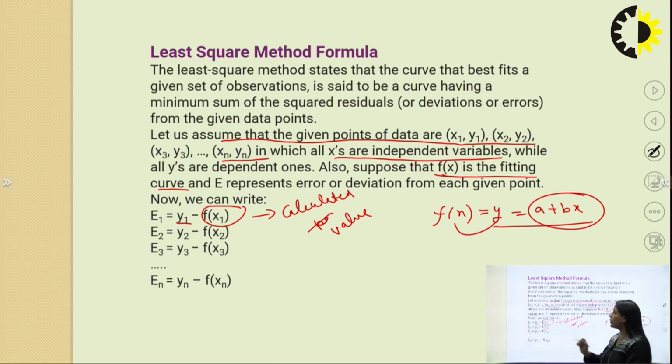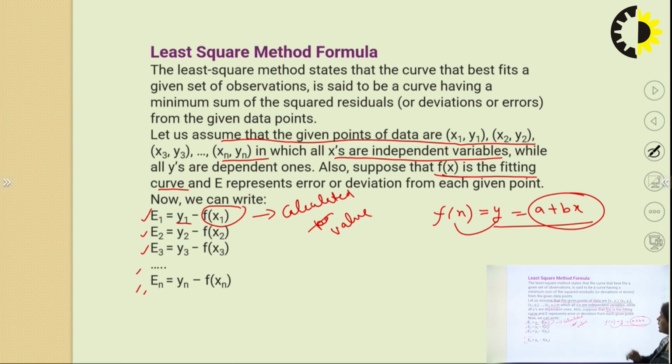So for one point, we get error e1, and this is equal to y1 minus f(x1). Similarly, there will be many points, and for those we will get error e2 equal to y2 minus f(x2), e3 equal to y3 minus f(x3), and so on, en equal to yn minus f(xn).